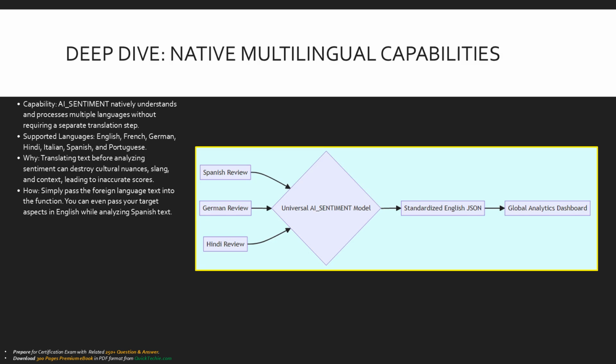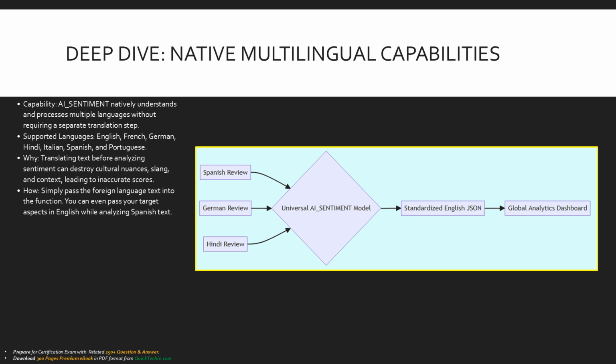Another extraordinary feature of the AI sentiment model is its native multilingual capability. Global enterprises generate data in dozens of languages. Traditionally, data engineers would have to run a translation model first, and then run a sentiment model. This is costly, and more importantly, translating text often destroys cultural nuances, idioms, and local slang, heavily skewing your sentiment scores. Cortex AI sentiment natively understands English, French, German, Hindi, Italian, Spanish, and Portuguese.